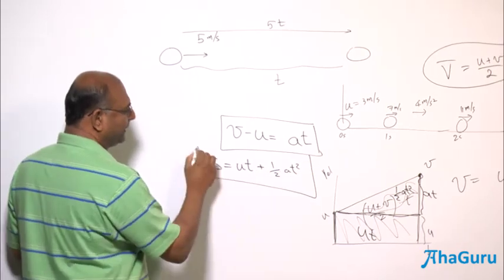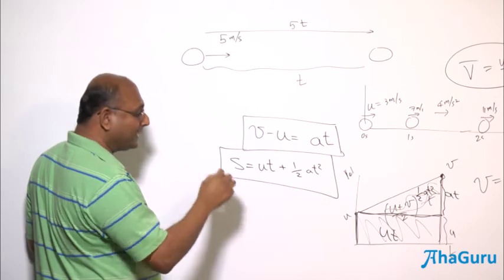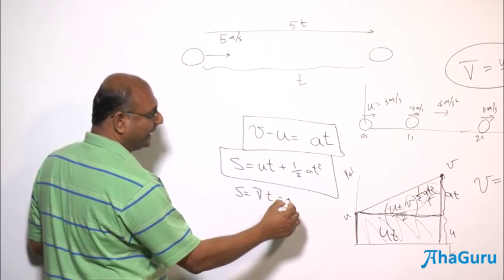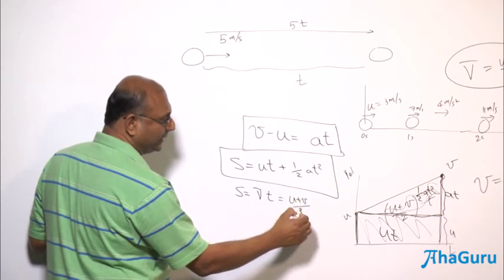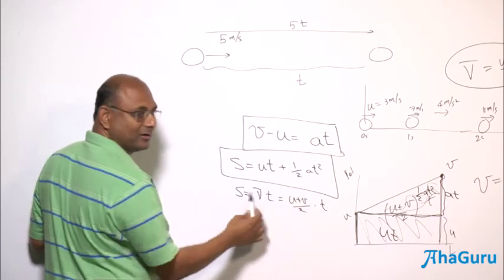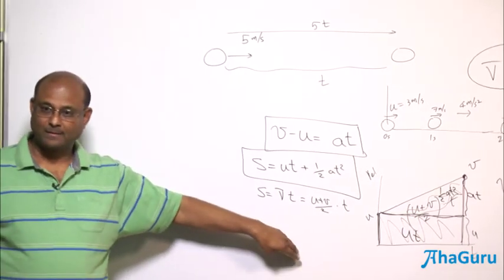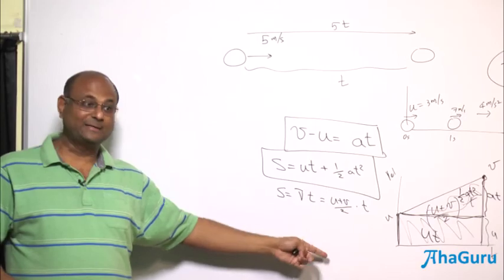I know this formula, everybody knows. I would like you to think of s as average velocity into time, and average velocity as u plus v by 2, into time, therefore will give me s. You will find that this is actually quite useful, and in many problems this will be easier to do than that.